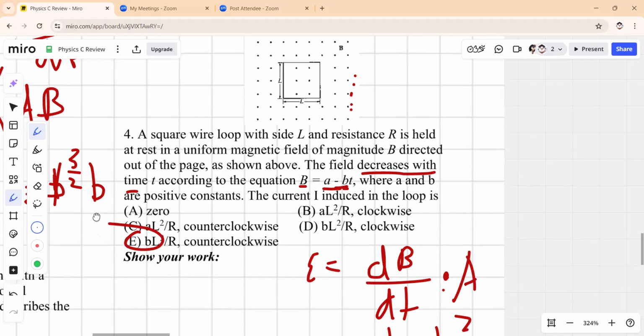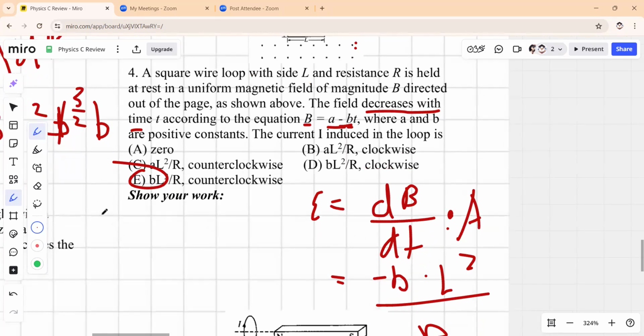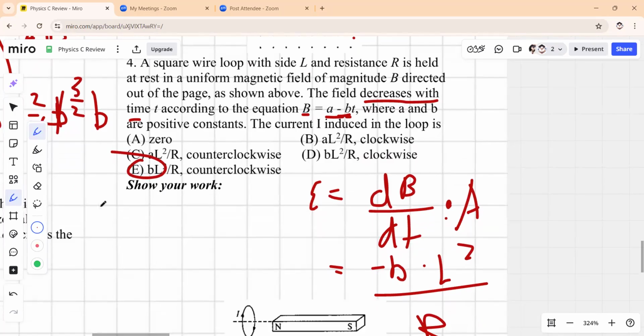I swear this isn't scripted, but the answer is once again E. Wait, so it's decreasing. Okay, yeah.